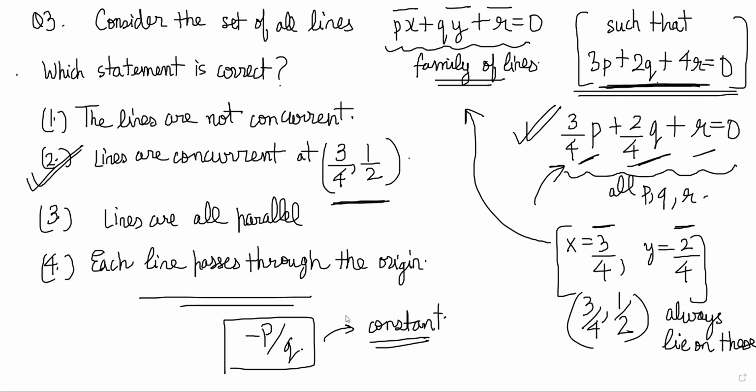So I hope you have understood the concept of this question and how it becomes a question about a family of lines. Option 1 is incorrect. Option 2 is not necessarily correct. They could be parallel, but it's not necessary. And each line passes through the origin is incorrect, because if it always passes through the origin, then R should always be 0. But that is not given to us, because if you put 0, 0 for X and Y, R should be 0 if it always passes through the origin. That is not necessary. Let's move on to the next question.